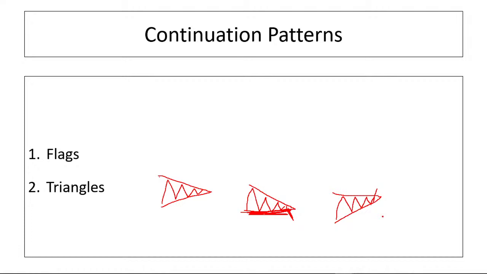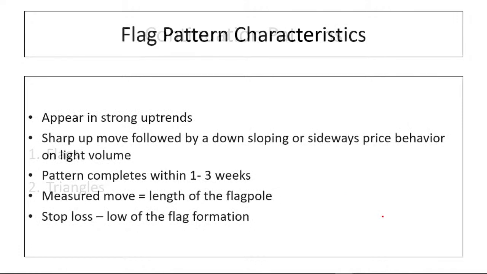Okay, so the two different continuation patterns: flags, we'll talk about bull flags and triangles. Some characteristics of a flag pattern: they appear in strong uptrends. Very important. Now, we'll be looking at charts like 3-month charts. The strong uptrend doesn't necessarily have to be a new 52-week high or anything like that. It could be a new 3-month high.